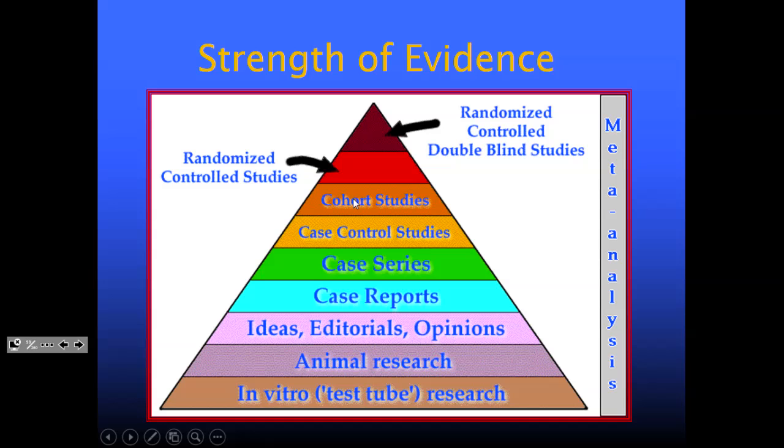We'll look at cohort and case control studies. These are observational studies. So you've got your interventional, your observational, and then your descriptive. Descriptive is just, this is what I reported. Observational is, we're doing a planned study, this is what we're going to see, and randomized controlled prospective studies. Then case series, case reports, ideas, editorial opinions, animals, in vitro research.